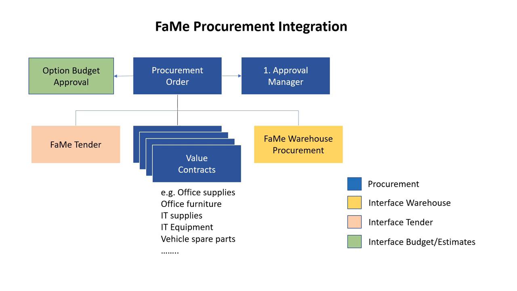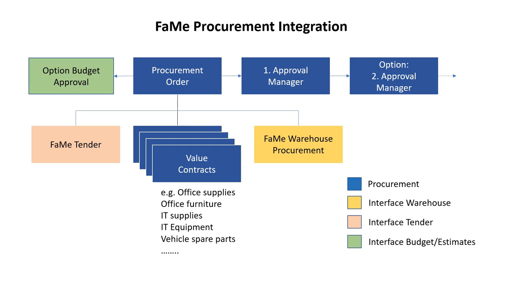The standard configuration supports a second approval level. The approval chain can be configured separately for every department or value contract. For example, the first approval is done by the department leader, the second approval by the supervisor of the procurement department. We show now some functions.